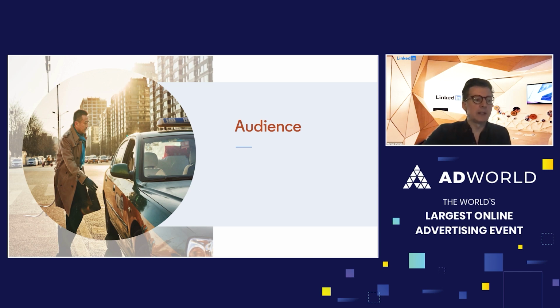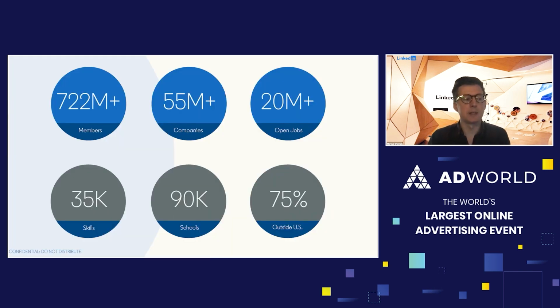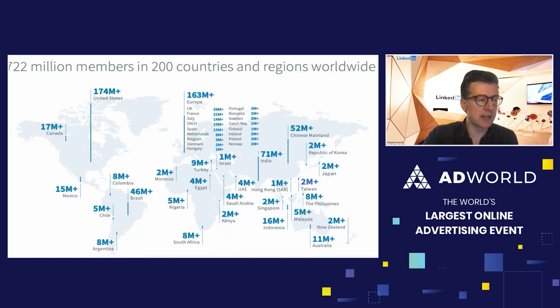Now we look at the audience, just to give you some numbers overall of LinkedIn. We have up to 722 million users as of April 2021. We have 55 million companies, 20 million open jobs, 35,000 skills, 90,000 schools. And a lot of the growth, 75%, is coming from outside the US. You can see here on slide 26 the members in 200 countries worldwide, and where a lot of that growth is coming from.